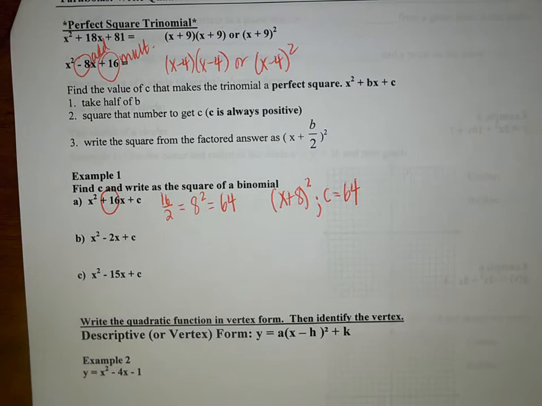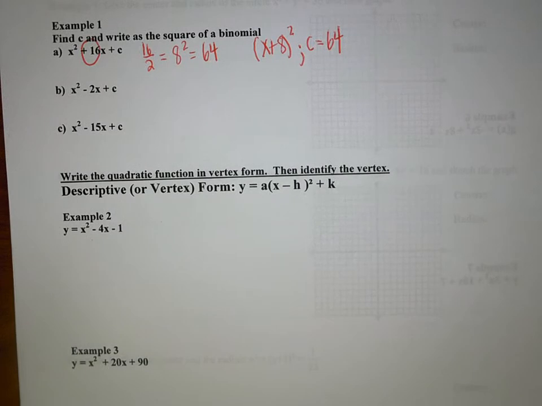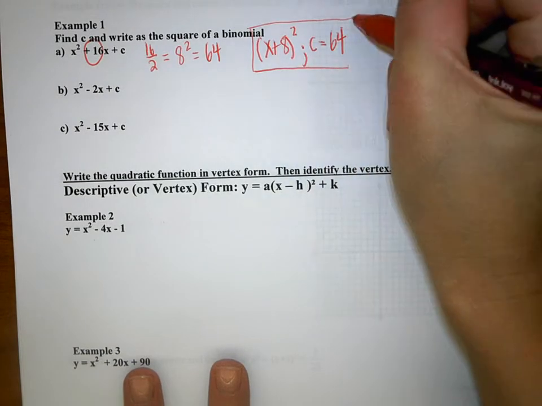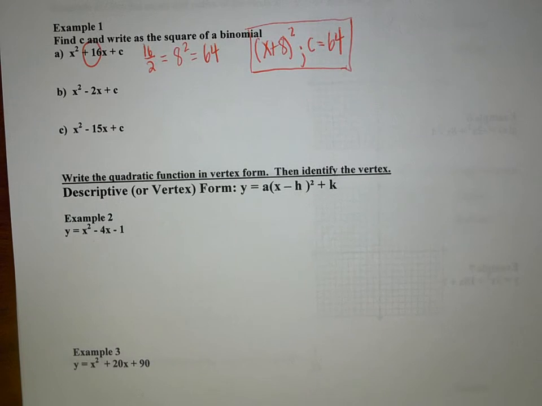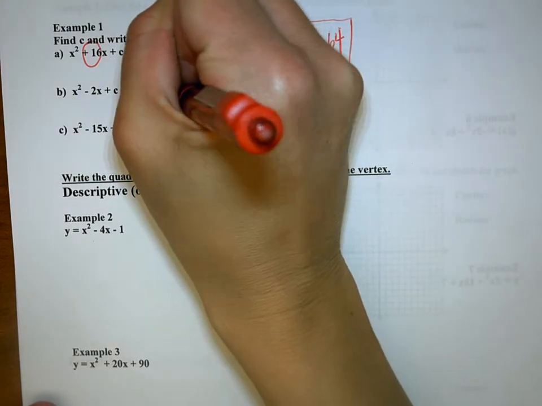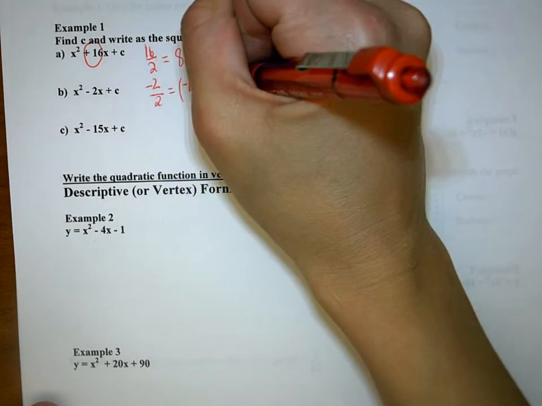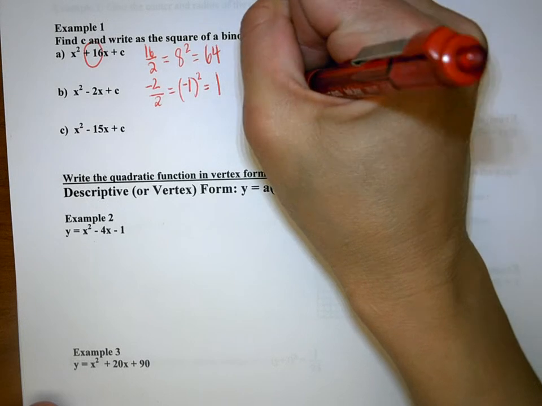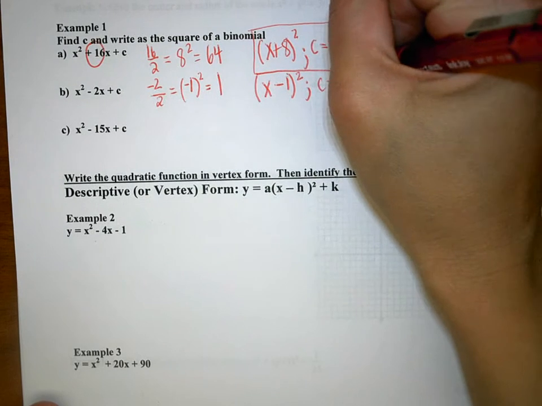You try b on your own. I'm going to give you about 30 seconds. Okay, so you should have taken -2 divided by 2, which makes what? -1, and then we square -1, which makes 1. So my square is what? x minus 1 squared, and my c value is positive 1.